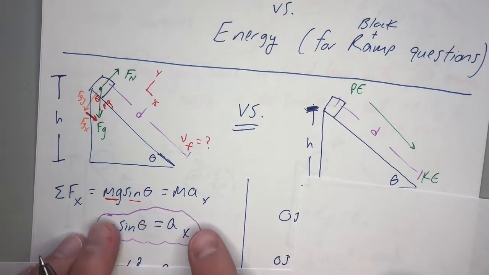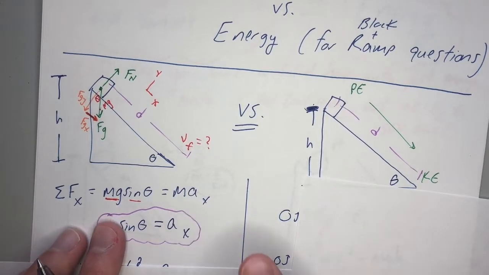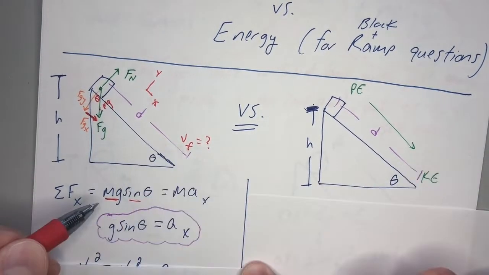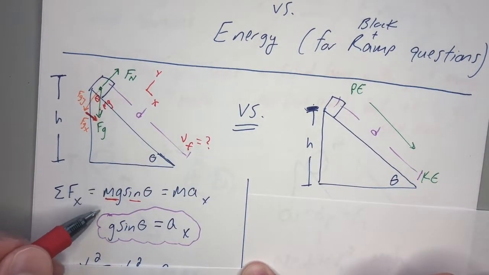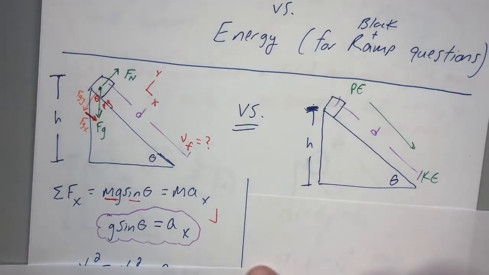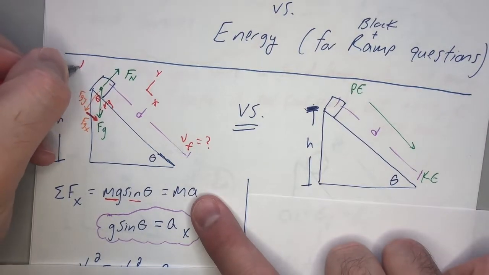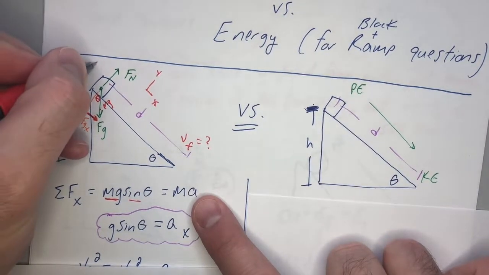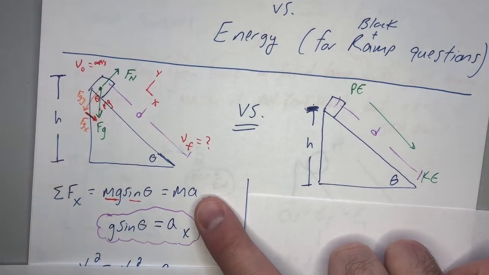And something sweet happens, your masses cancel, and we realize things accelerate down ramps like this independent of their mass. So the m's go bye-bye here, it's just g sine theta. So we're happy, we're like, okay, let's assume this block started from rest. Let's just say v initial equals 0 meters per second. Meters per second, that's really bad handwriting.